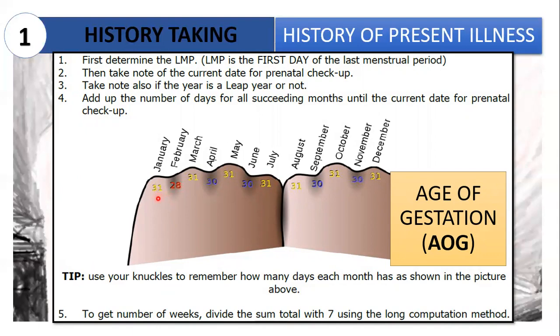So the bony part would be those having 31. January has 31 days, while February is either 28 or 29. And for those in the depression, it's 30, like here, for April and June. So just remember the bony part is for 31 and the depression is for 30 days. Okay? Then after that, to get the number of weeks, we divide the sum total of days by 7. And the remainder would be the days.